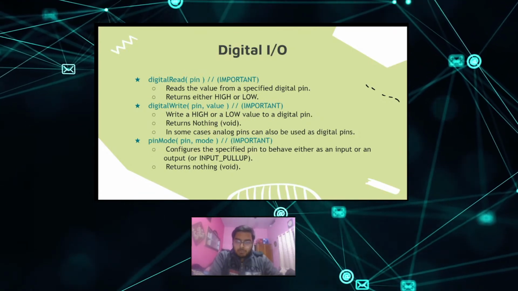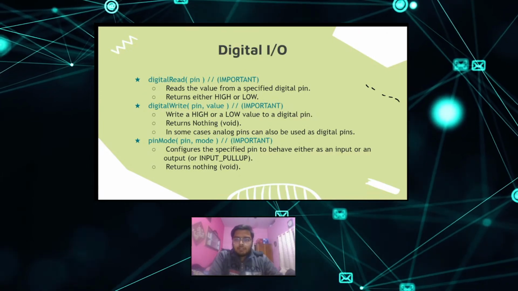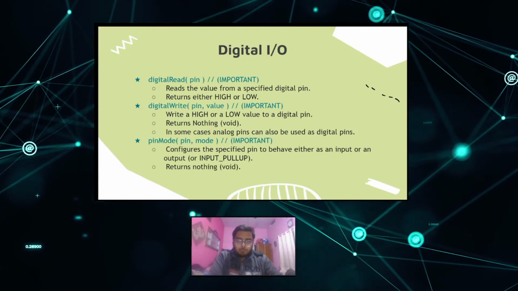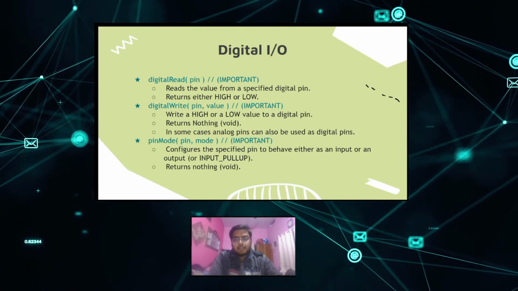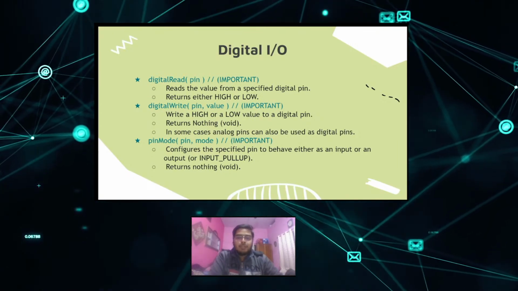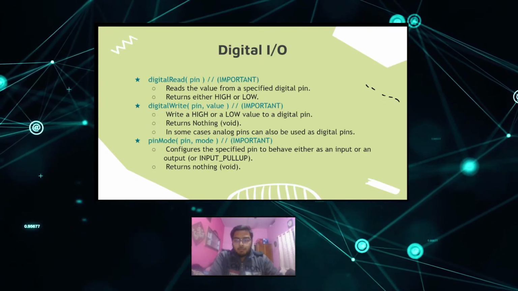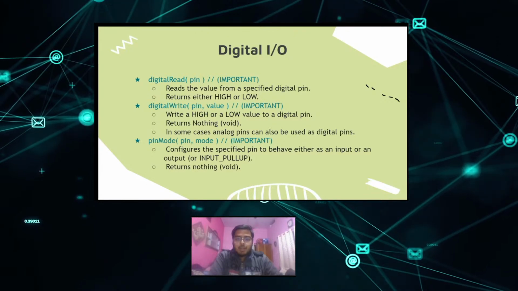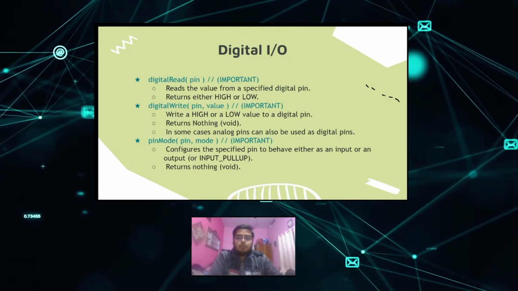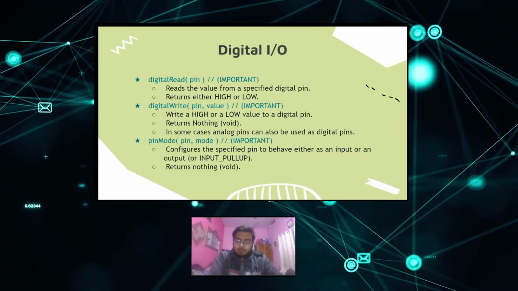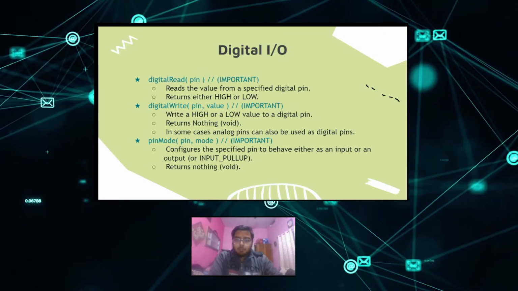Third is the pinMode function. This function is used to specify whether a pin is used for input or output, which means if a pin is connected to a sensor and we want to read the data from the sensor, then the pin mode will be input, and if a pin is connected to an LED, then its pin mode will be output. This function takes two parameters. First is the pin number and second is the mode.